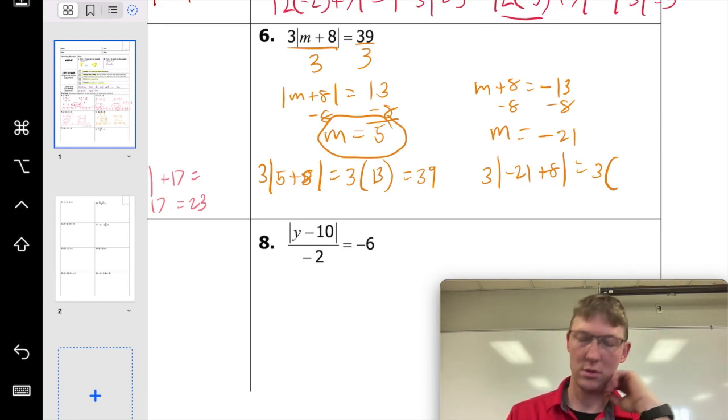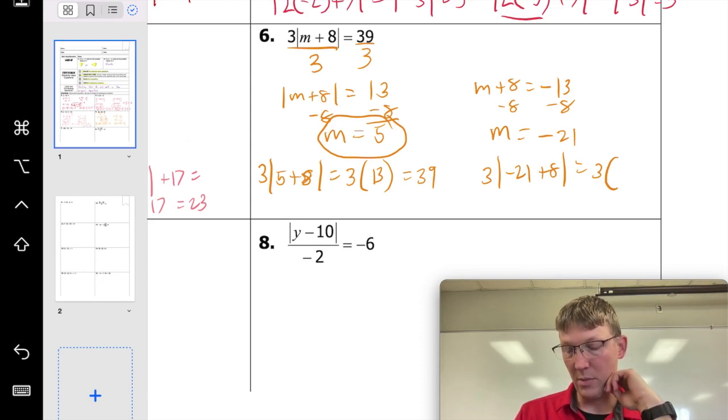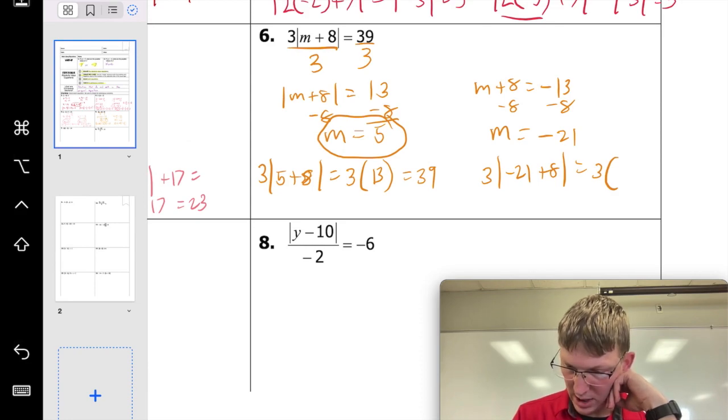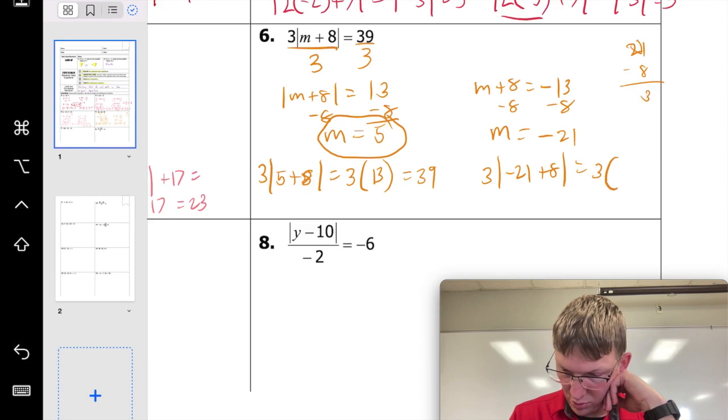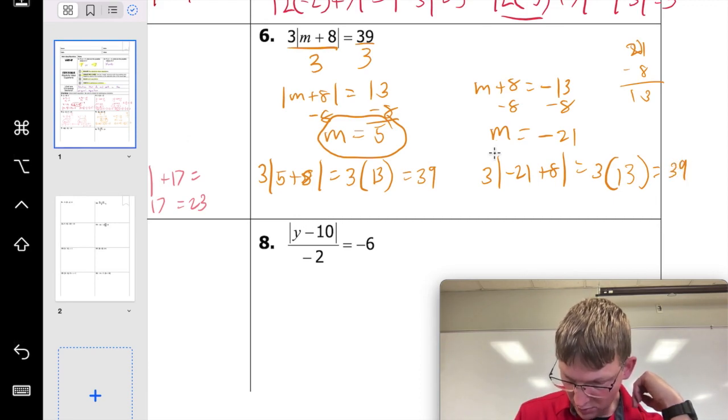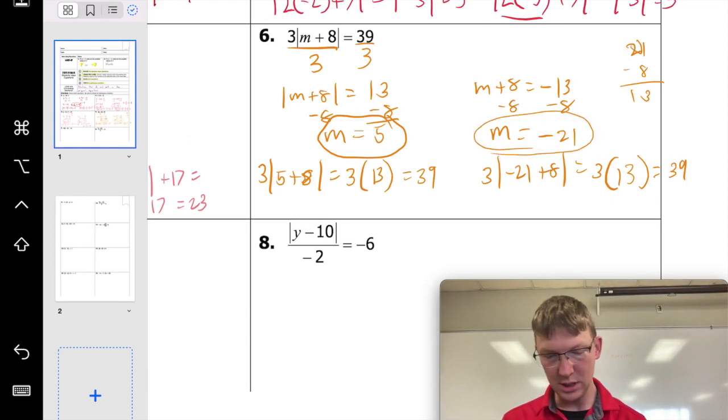So in my head, I'm doing 21 minus 8. Let's see here. Oh my gosh, I can't do it in my head. 11. So is that 3 and then 1? 13, which then equals 39. So we are good to go. So that's how we do it.